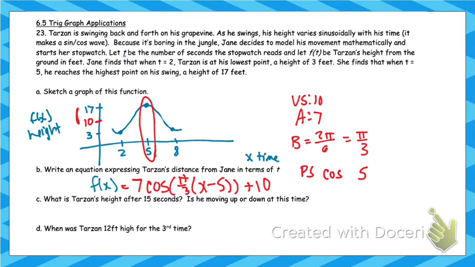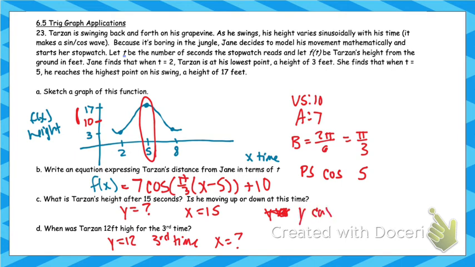So now we're going to use a calculator to answer these questions. I'll go ahead and show what to write here, or how to find them, and then I'll actually show you the calculator. So what is Tarzan's height after 15 seconds? That wants to know what is y when x is 15, and then is he moving up or down? The next one's saying, when was Tarzan 12 feet high for the third time? So when y is 12, the third positive time, what is x? For part C, we're going to use ycal, and for part D, we're going to use xcal.